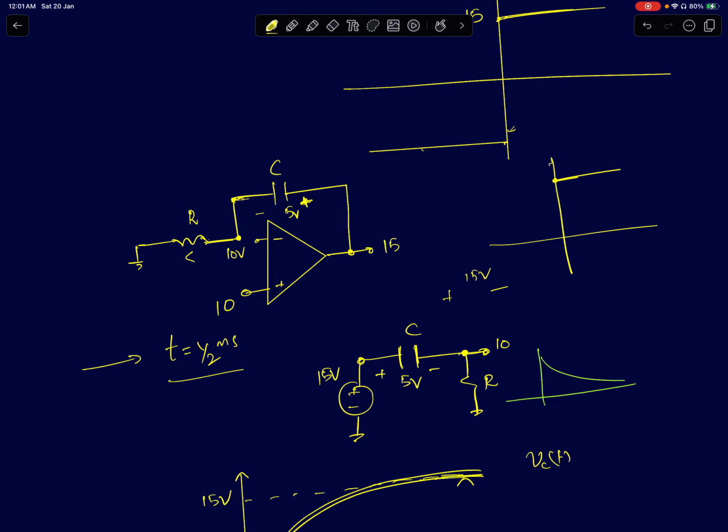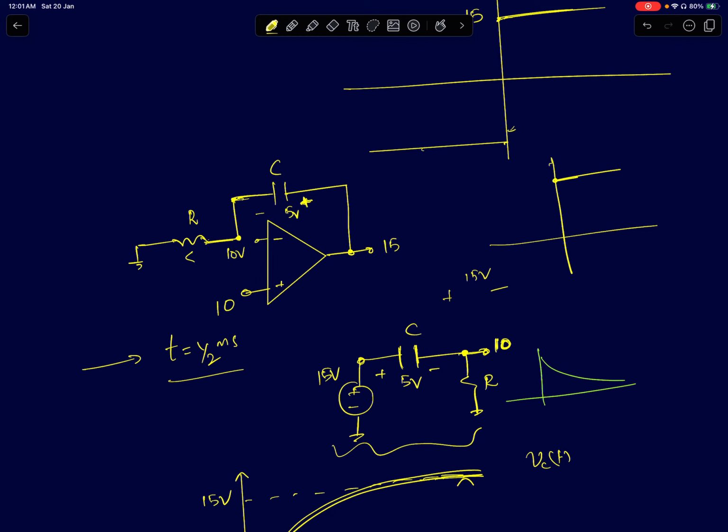Now this is a very trivial problem. You have an RC circuit with a capacitor voltage of 5 volts. The initial voltage across the resistor is 10 volts. Now we can see that in the steady state the capacitor will act like an open circuit.